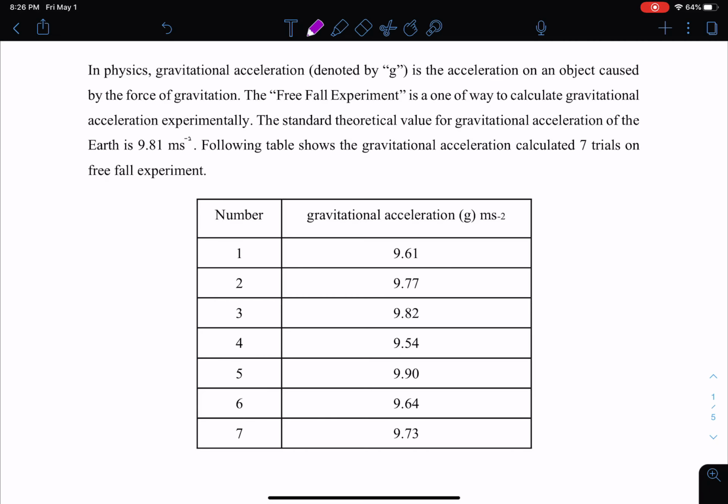My name is Lakshit. Today I'm going to show you how to draw a linear comparison graph, simply called LCG plot. Here I have a data set from 7 trials on free fall experiment. Each data is acceleration due to gravity calculated for each trial.